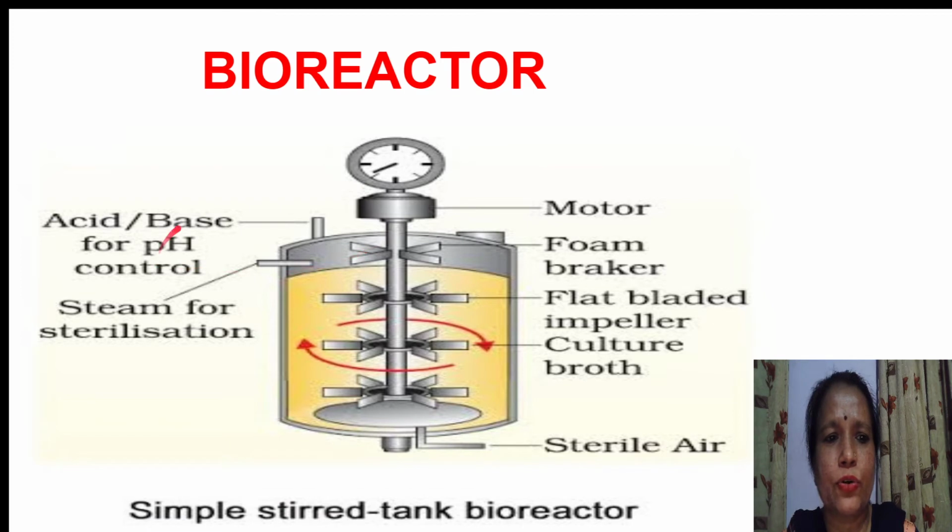Now there is also acid base for pH control. If inside the bioreactor it becomes acidic, then a small amount of base can be added, or if it becomes basic, then a small amount of acid can be added. So acid base is controlled by this port inlet device. Now there are also sensors for acid base detection as well as temperature regulation, and these sensors help to know about the condition of the bioreactor.